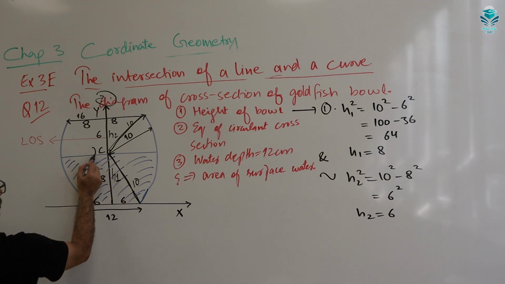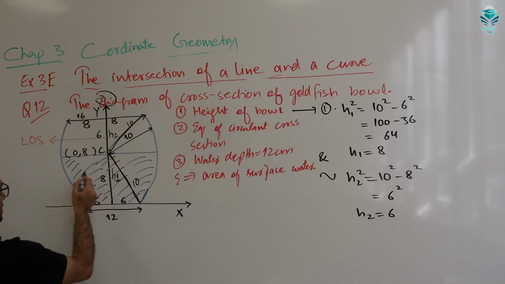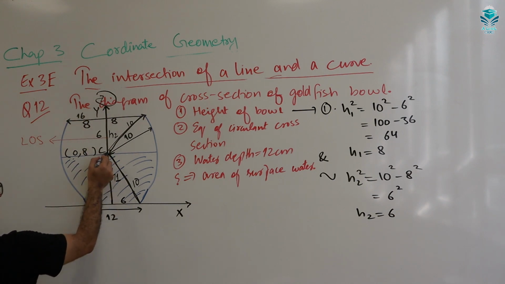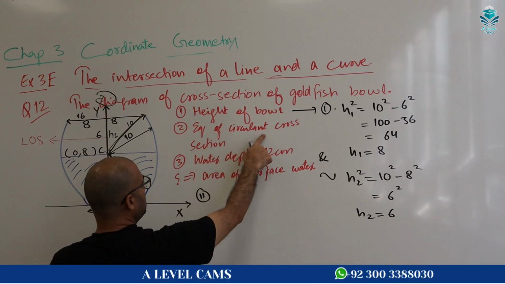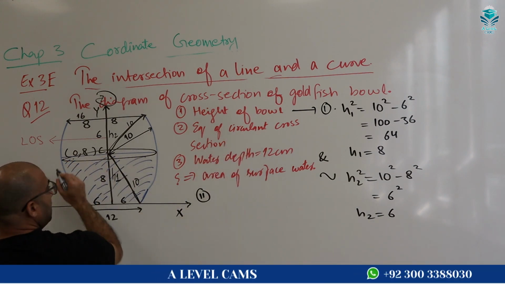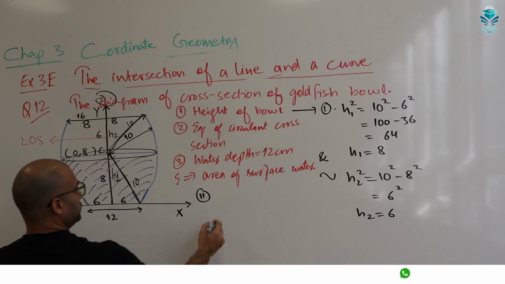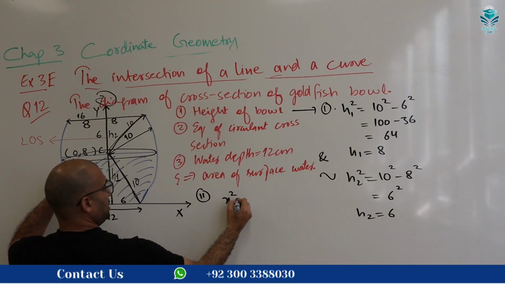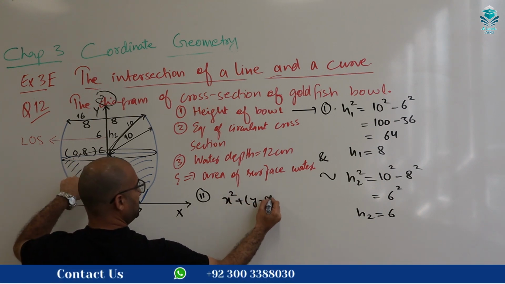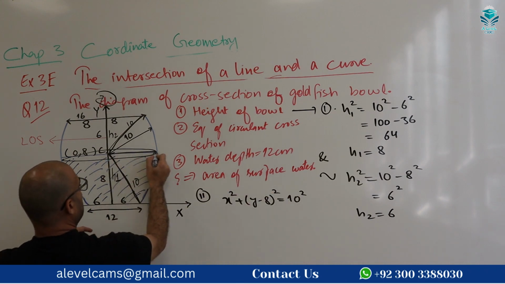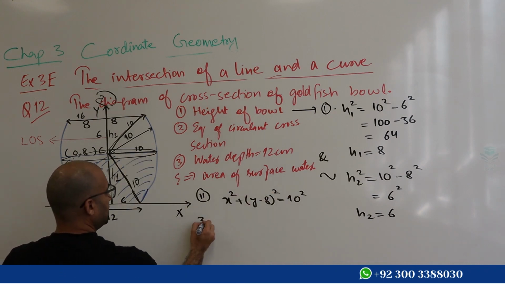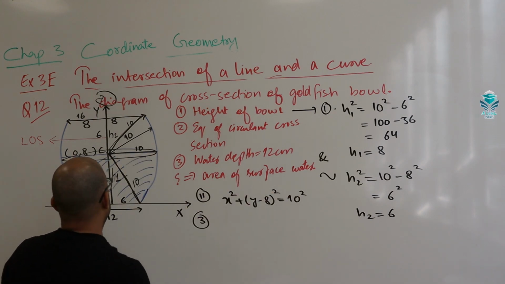So the coordinate of C is (0, 8) because it lies on the y-axis. So x is 0 and the height is 8. For the second part we have to find the equation of this circular cross section. So you have x squared plus (y minus 8) squared, which is equal to 10 squared. This is your 10.